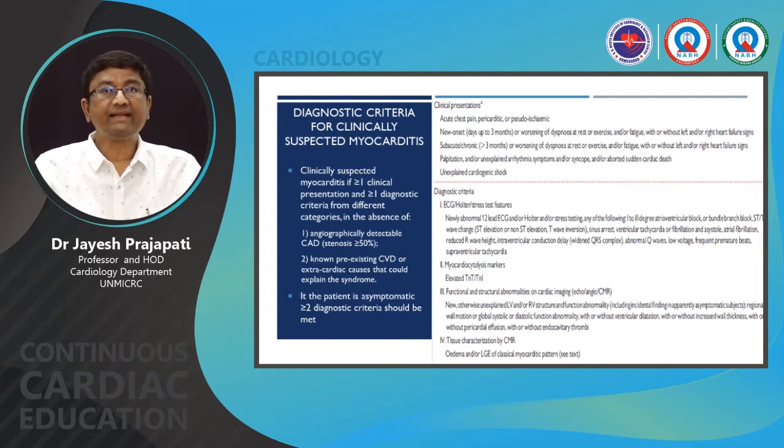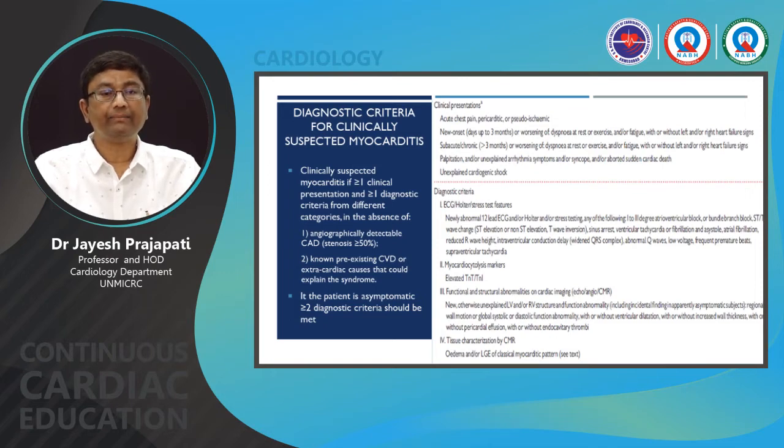So which are the criteria? The clinical criteria: acute chest pain, pericarditis-like or pseudo-ischemic, new onset from days up to 3 months, or worsening of breathlessness at rest or exercise, fatigue with or without left or right heart failure, subacute or more than 3 months worsening of dyspnea, and heart failure symptoms, unexplained cardiogenic shock. And the diagnostic criteria include the ECG criteria.